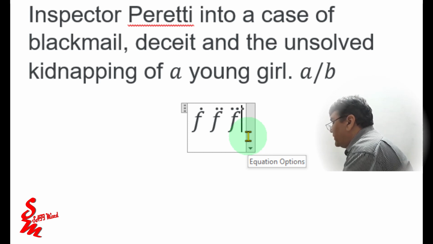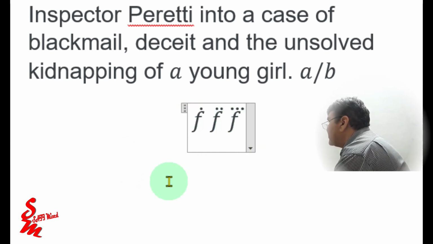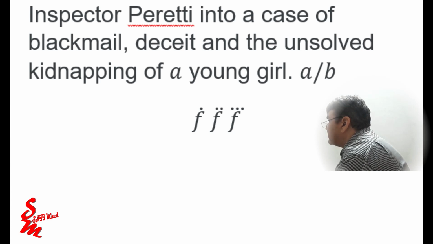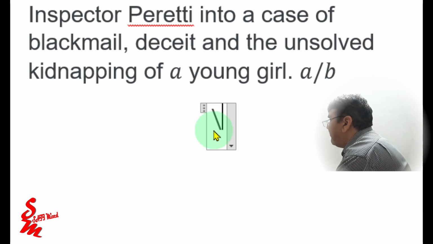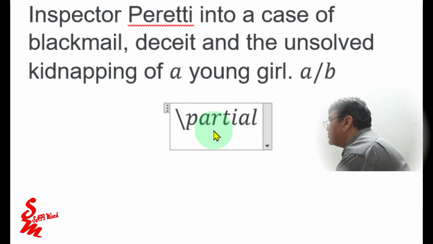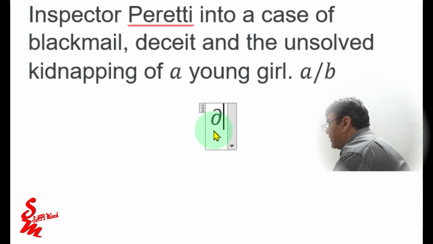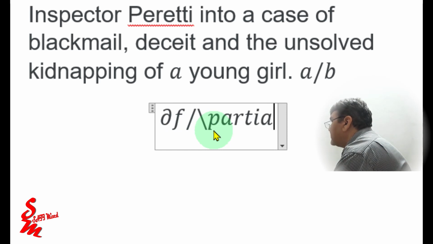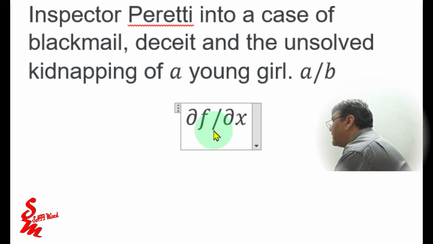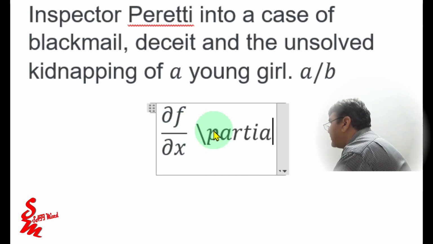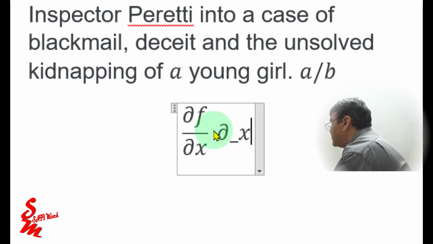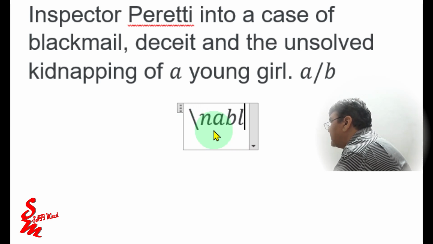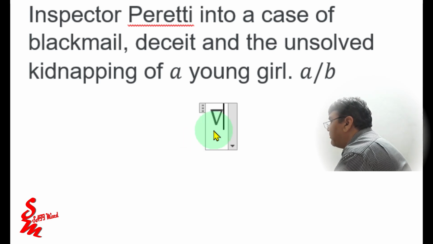Similarly, the sign for partial differential is obtained by pressing backslash followed by partial. If I want partial f divided by partial x, I can write it like this, or shortly by pressing partial underscore x of f. The gradient is inserted by pressing backslash and writing nabla.